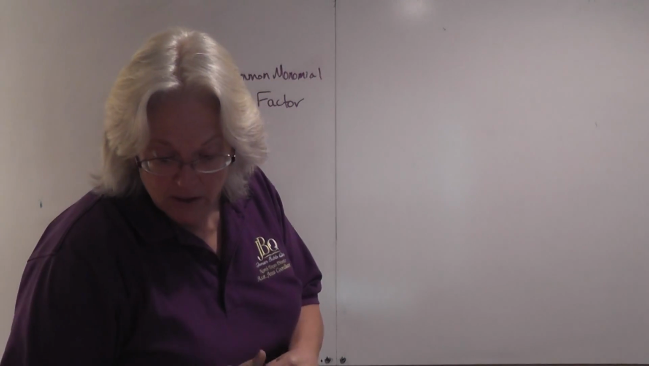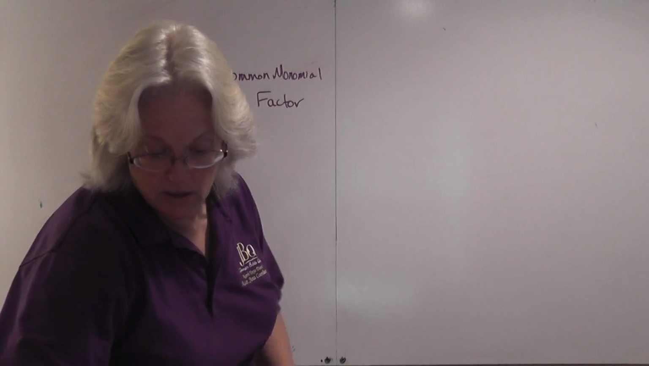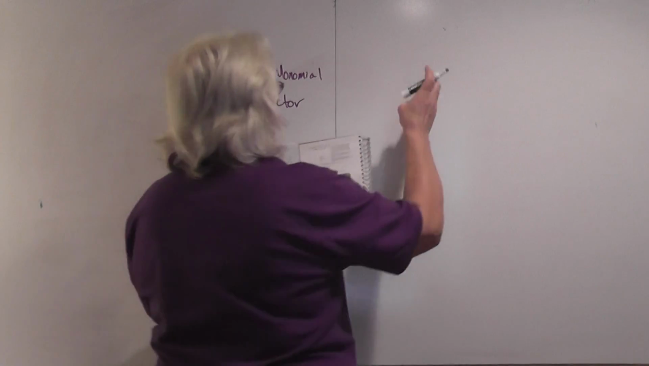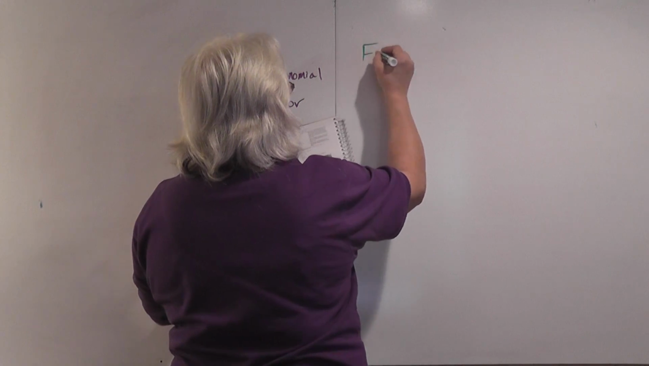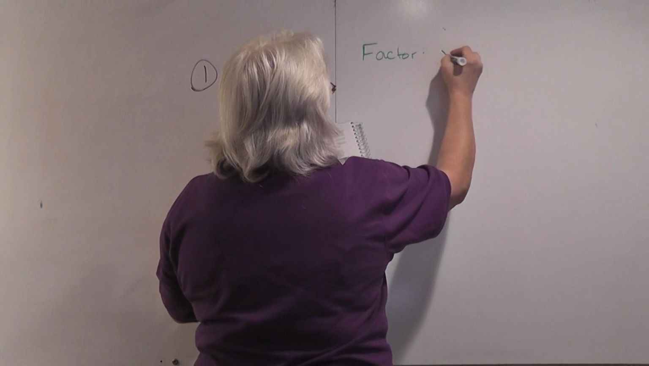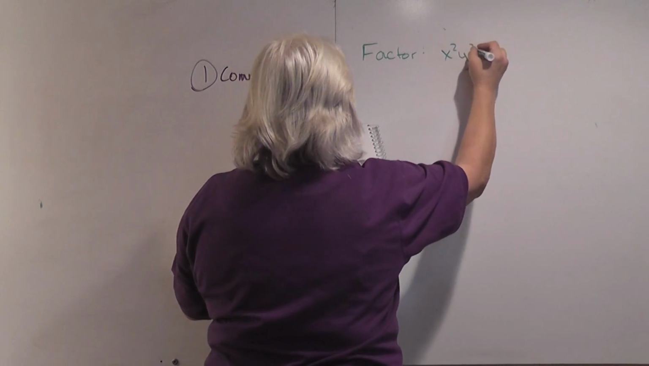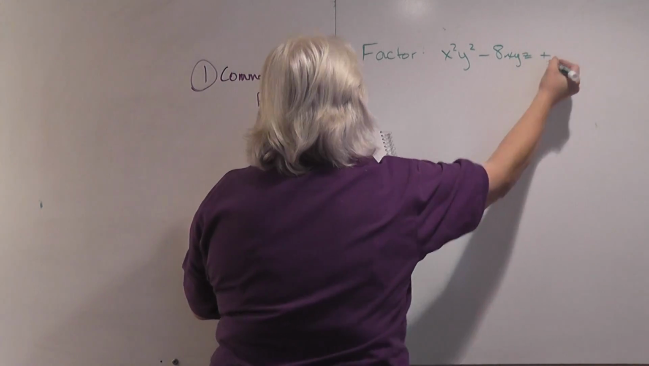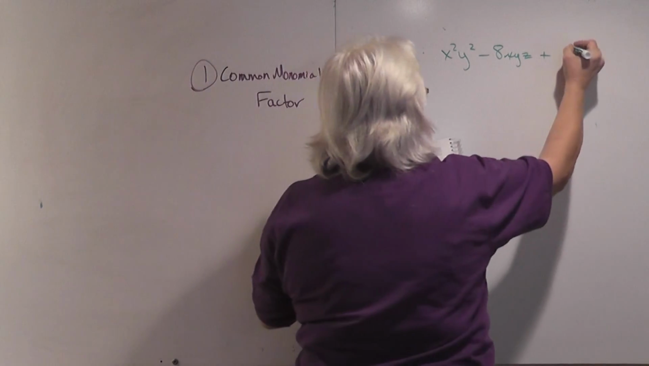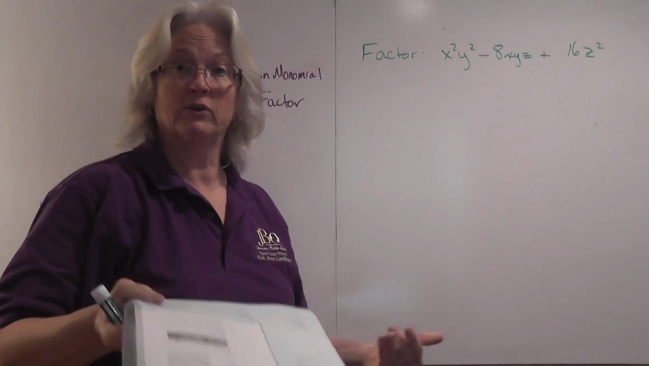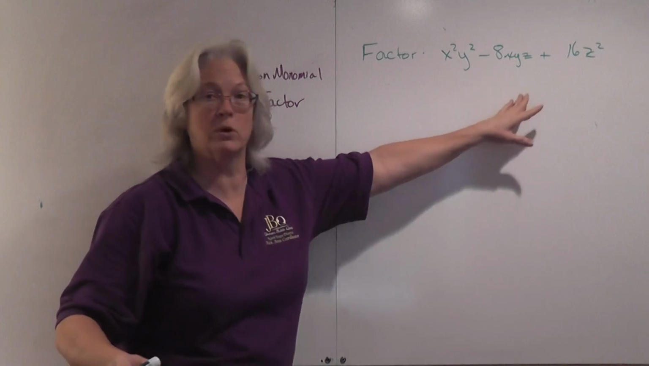We have x squared y squared minus 8xyz plus 16z squared. I'm thinking that this is a good one to have the book right here, because I'm going to get lost in those letters. Factor x squared y squared minus 8xyz plus 16z squared. We first off have to identify, is this actually a perfect square trinomial?